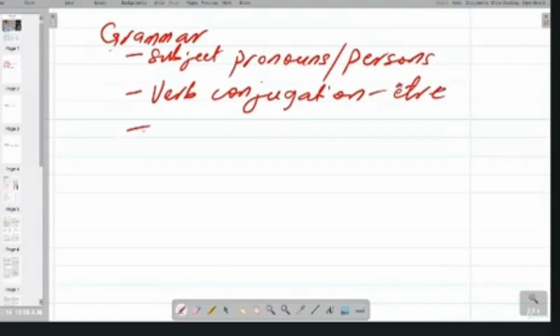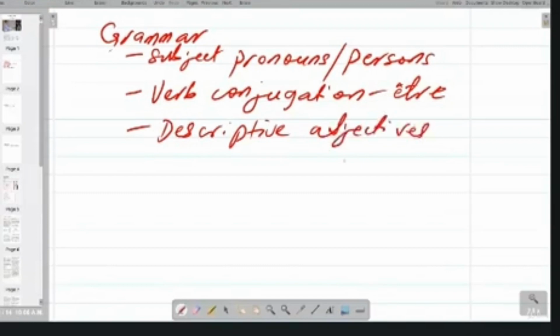In order for you to be able to describe yourself, to give a physical description of self and of others, you should be able to know descriptive adjectives. So these are the key learning objectives of the unit, and you must make sure that you know how to do these things, or you know what they mean by the time we finish the unit.